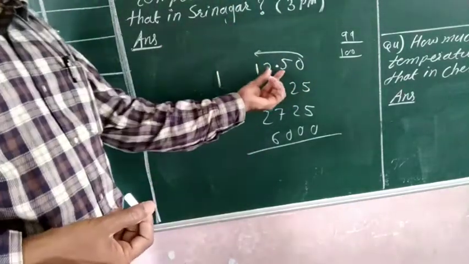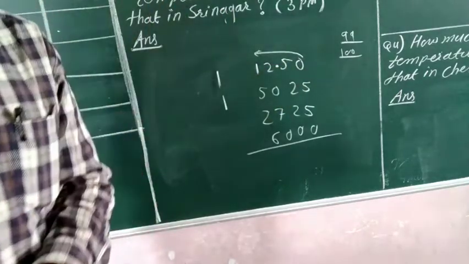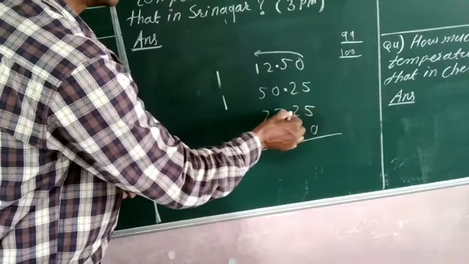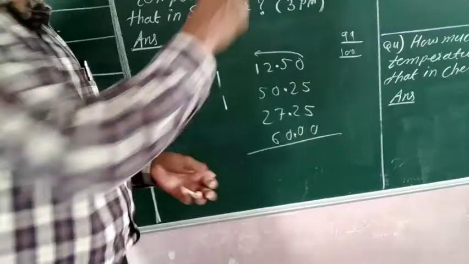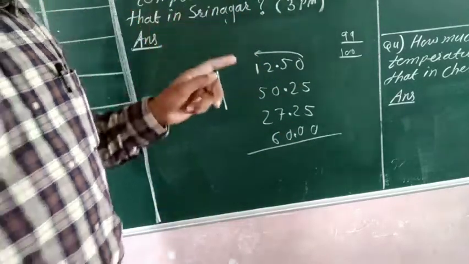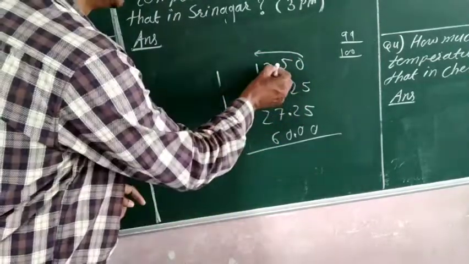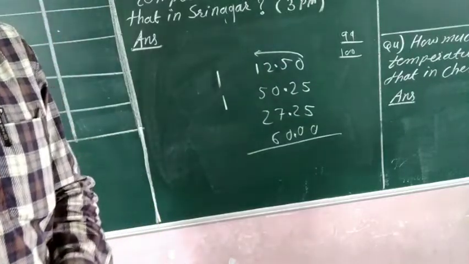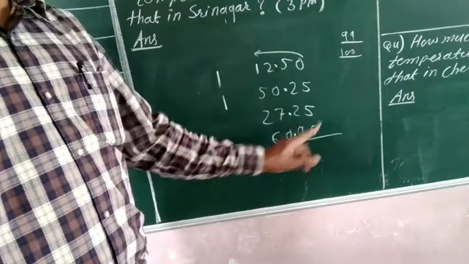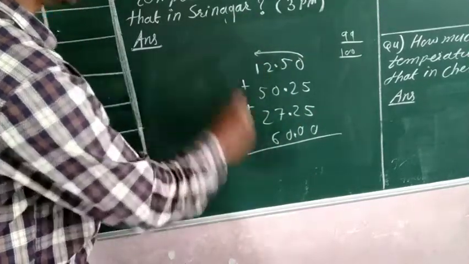After putting the decimal here, what is this value now? It is rupees 12.50. In the same way, here we have to put the decimal, here also, and here also. Because of this decimal, the value has changed. Before the decimal it was 1250, and when you put the decimal, it becomes rupees 12.50. It is 50.25, 75.25, 60.00. Now what do we have to do? We have to add here.